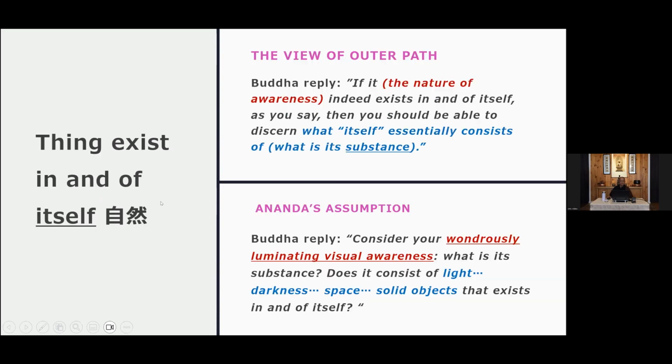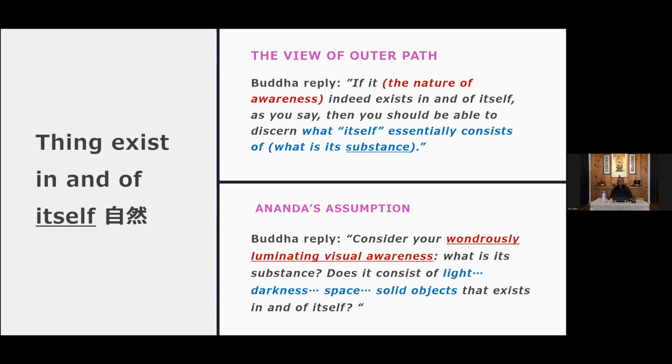And of course not. Buddha said that if your true visual awareness has light substance, then how can you see darkness? When the light is off, you see darkness, right? Does that mean your true visual awareness has the substance of darkness and space and all the solid objects? But light and darkness contradict. When you see light, you cannot see darkness. When you see darkness, you cannot see light.